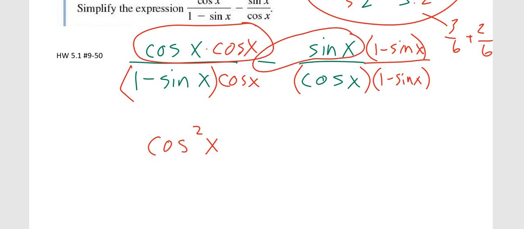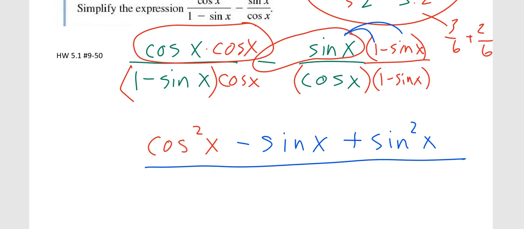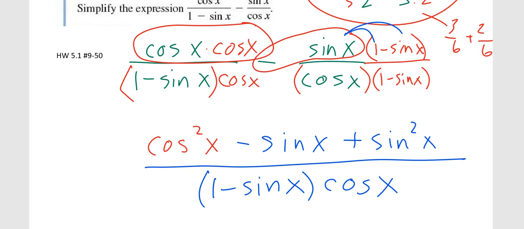Right here I have minus sine x. That minus sine x is going to get distributed, right? What is minus sine x times 1? Minus sine x. What is minus sine x times minus sine x? Plus sine squared x, right? Because the two negatives cancel. All over. Now, just hold on to the denominator the way it is. Don't mess with it yet. Okay?